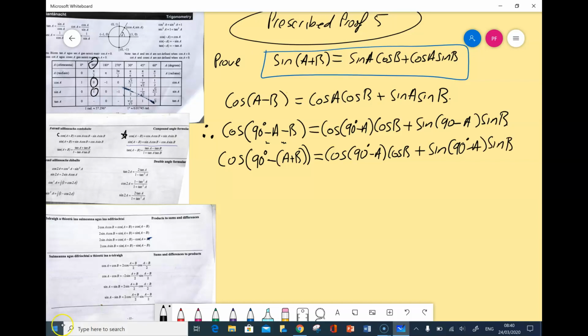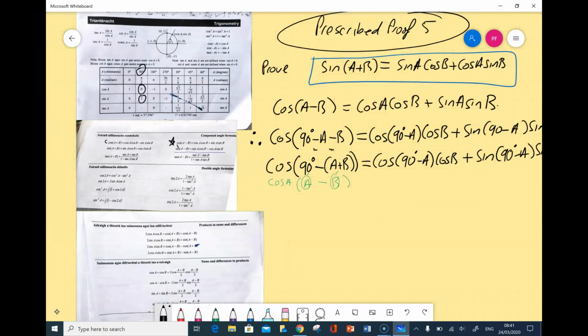Okay, now we need to get to work. What we have here essentially now is the cos of A minus B, where A is 90 and B is A plus B. So we're going to use that rule on the left side. So cos of A minus B is cos A cos B plus sine A sine B. So that's going to be cos of 90 degrees multiplied by the cos of A plus B, plus the sine of 90 degrees times the sine of A plus B. So that's the left side.